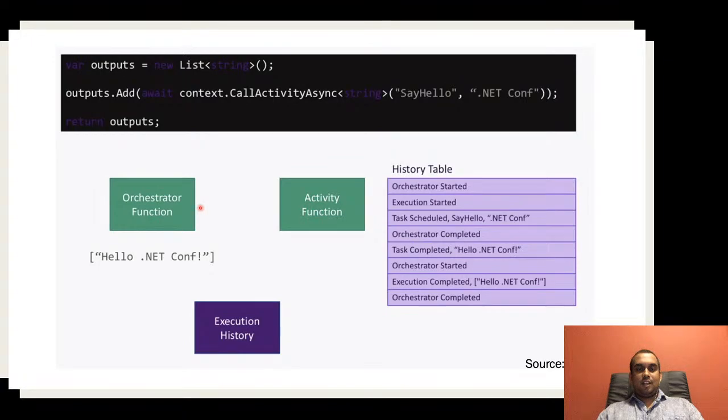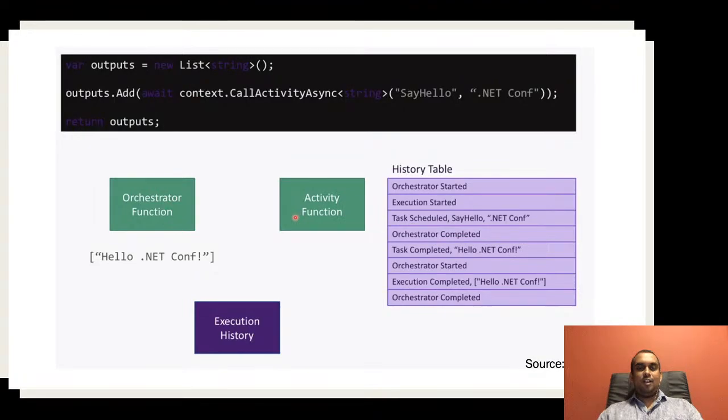So the orchestrator starts, assigns a task to the activity function, and it goes to sleep. In the meantime, this happens instantly most of the time. So the activity function starts, does what it's supposed to do, and completes. Once this is complete, the status gets updated here, and then the orchestrator function starts again and will go from the beginning. It's not starting from where it was.